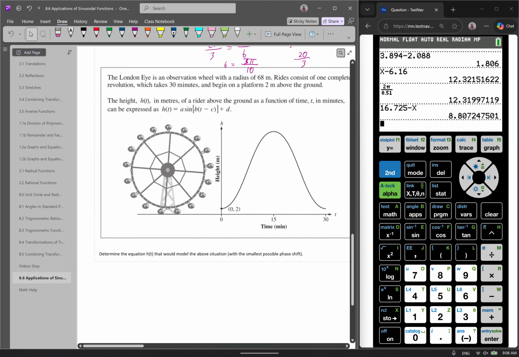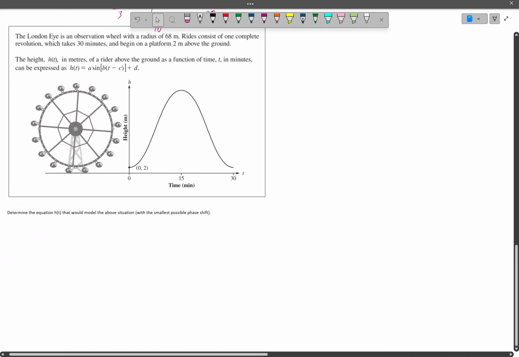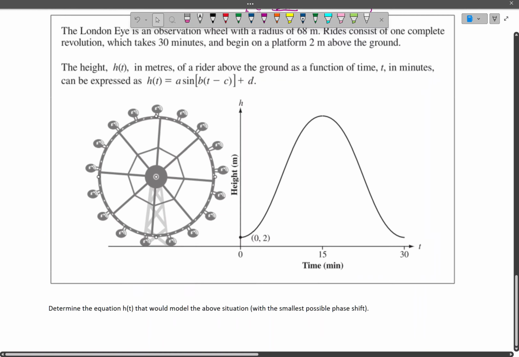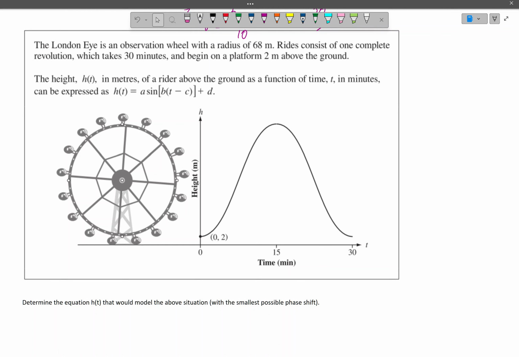Okay, one last question. We're going to try to solve this one again, creating the equation without the use of the calculator there. The London Eye is an observation wheel. So you go onto it and it goes really, really high with a radius of 68 meters. The ride consists of 1 complete revolution, which takes 30 minutes and begins on a platform 2 meters above the ground. So it tells you all of this information, which is quite a bit. It also tells you that the radius of it from here to here is 68.